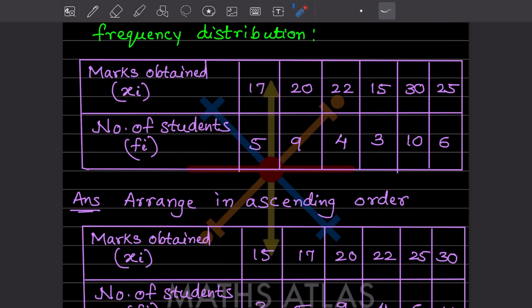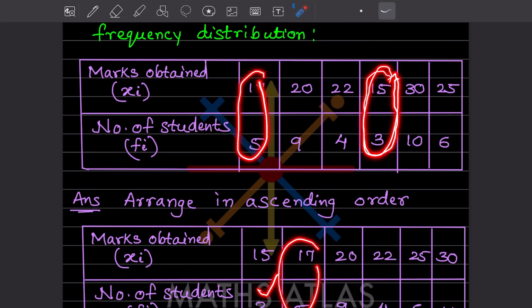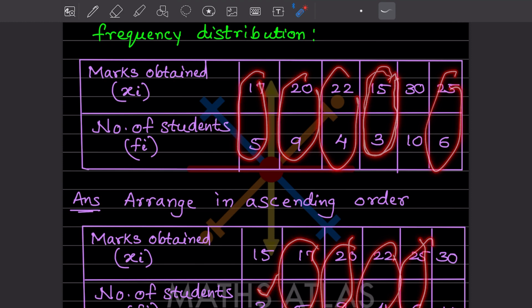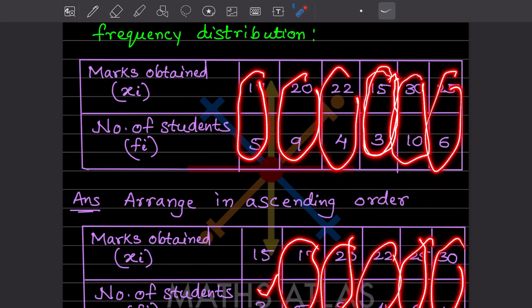So first thing, we are going to arrange the marks in the ascending order. Which is the first one? Smallest number is 15. So 15. Then it's 17, 20, 22, 25 and 30. Now below this 15, how many students are there? 3. So you will write 3. When you are writing in the ascending order, you have to go along with the number of students only. Then 17 and 5, 20 and 9. Hope you got this one. Go along with the number of students so that you don't make a mistake. Hope this is clear to you.